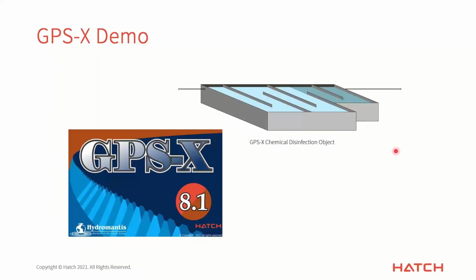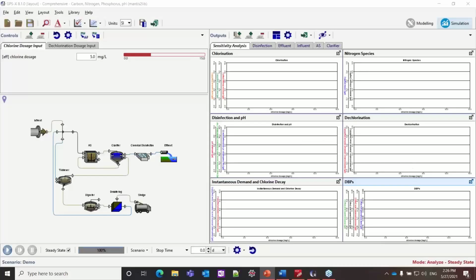All right, so that's basically all I had for explaining the model. Now I'm just going to hop over to GPSX really quickly and show you the chlorination model in a bit more detail and run a quick demo. So here we have the GPSX layout. This is actually the same layout that I showed on the first slide there, with this chemical disinfection object.